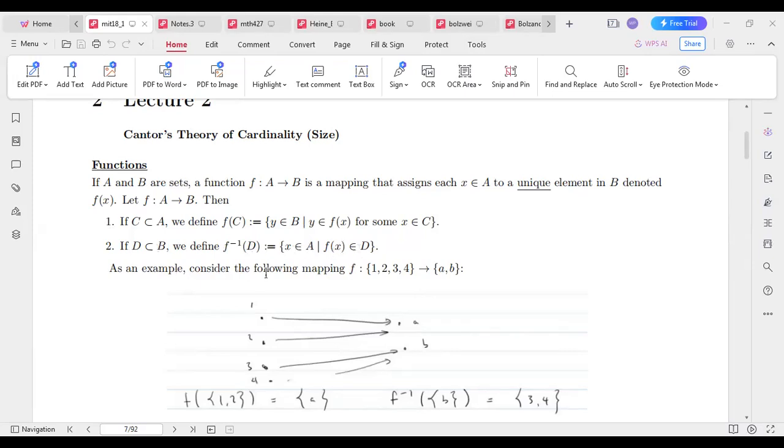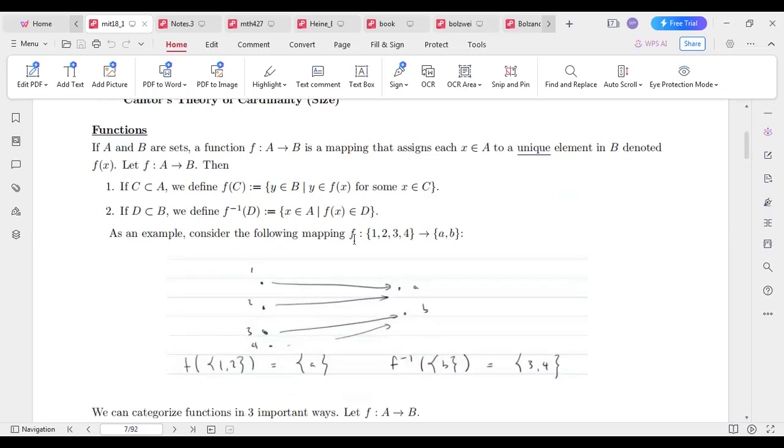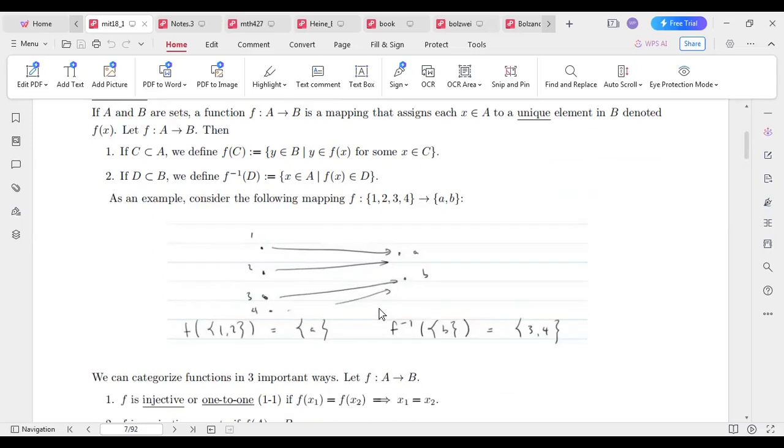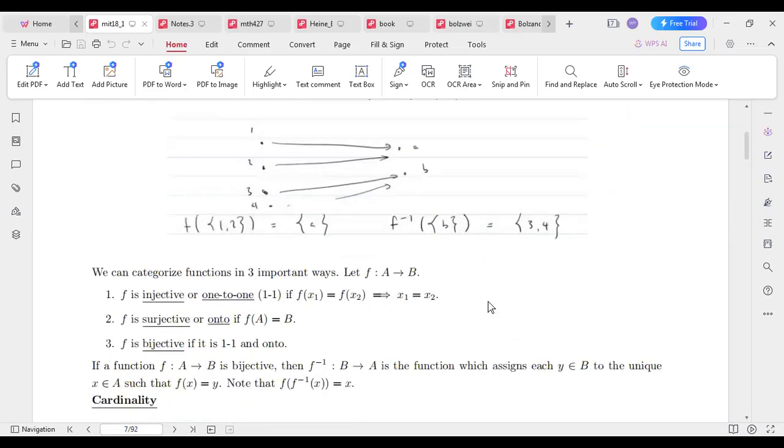For an example, consider the following mapping, where f is a function from A to B. A is the set with elements 1, 2, 3, 4, and B is the set with elements a, b. If we map like this, we obviously see that there is a mapping from A to B, and the inverse of set B will be 3, 4. So there are different types of functions of sets. f is injective, or one-to-one, if f of x1 equals f of x2.